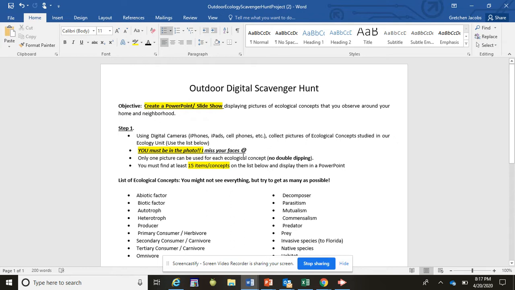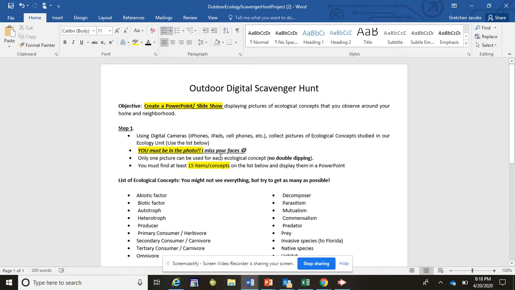Two reasons: I miss your face and I miss seeing you guys, and that will be fun for me to grade when I get to see all of you. And also, we need to make sure that these aren't just pulled from the internet. So again, make sure you can somehow prove that you were there. And I want it to be your face, not just a foot or something.